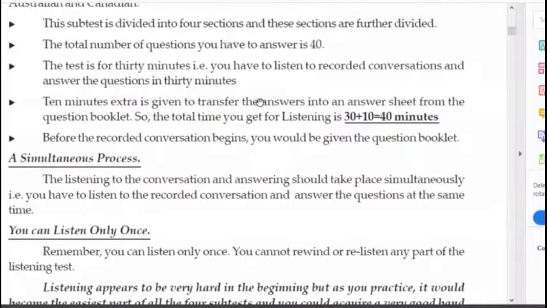So usually when you do listening, do you get concentration when you do listening, or does your mind wander?